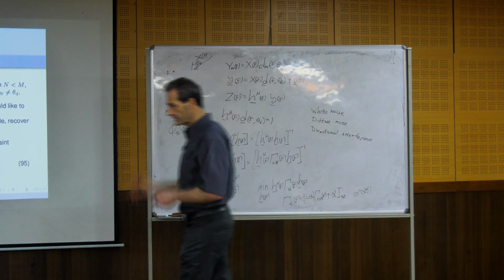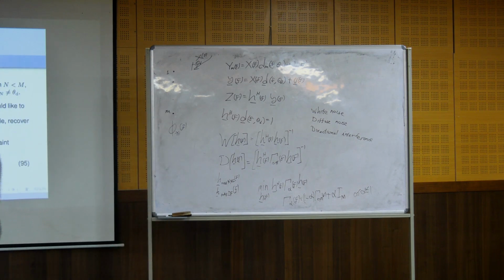Okay, so we're talking now about a non-robust optimization problem. We know this information, we know these directions of interferences. So we can add constraints, just like we did with LCMV. Okay, so we have a matrix of constraints.